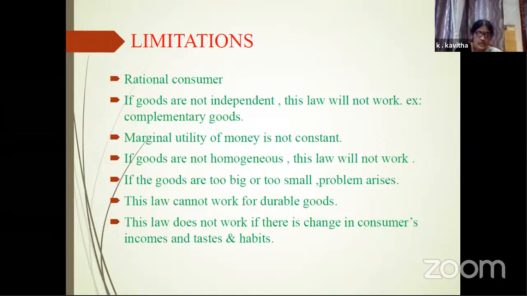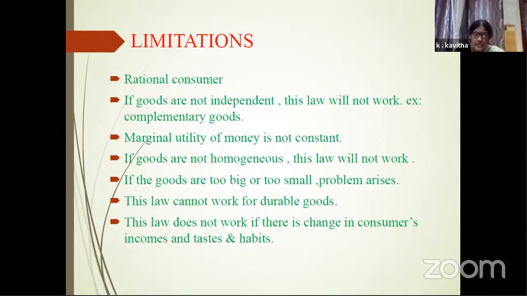And the next here, the marginal utility of money is not constant. According to him, what is the assumption? Marginal utility of money remains constant, but it is not constant. According to Marshall, the utility from a good can be measured in terms of money. To measure utility in cardinal numbers in terms of money, the marginal utility of money must remain invariant according to him, but it is not so.